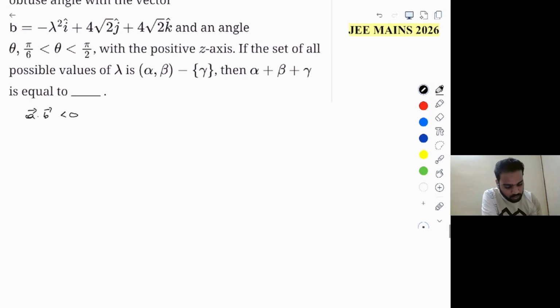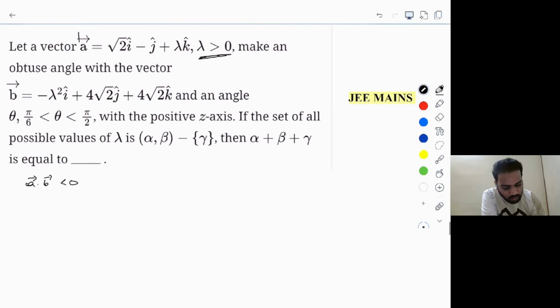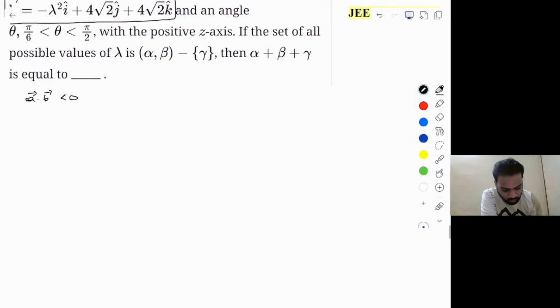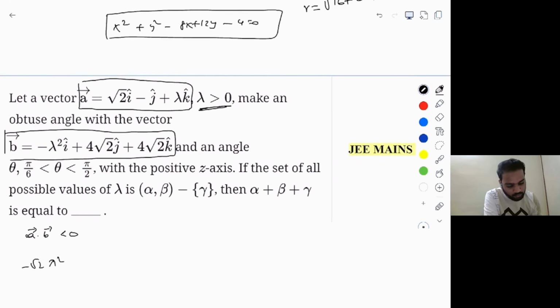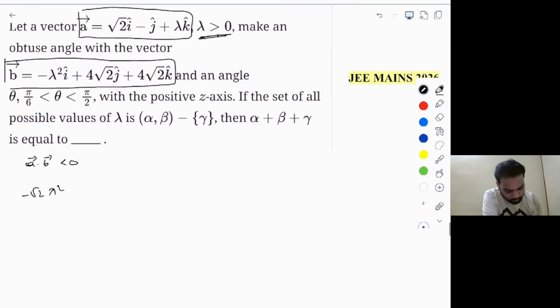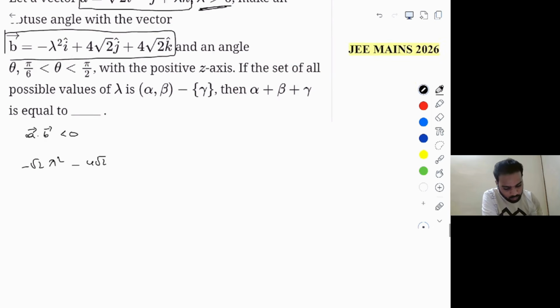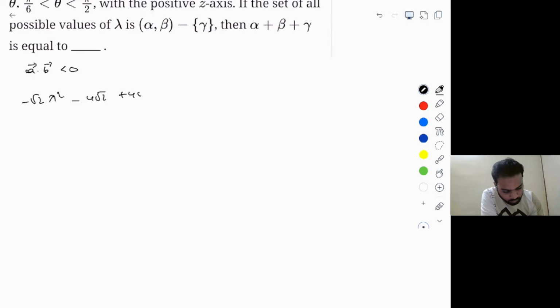First, let us try to find out a dot b here because a bar is already given to you in the question. b bar is also given to you in the question. Let's do the dot product directly. And then you get a dot b, which is equals to minus of root 2 into lambda square when you multiply the coefficients of i, and then minus of 4 root 2, and then next one is plus 4 root 2 into lambda, plus 4 root 2 into lambda, which is less than 0.